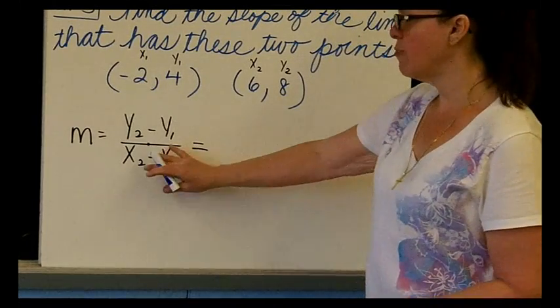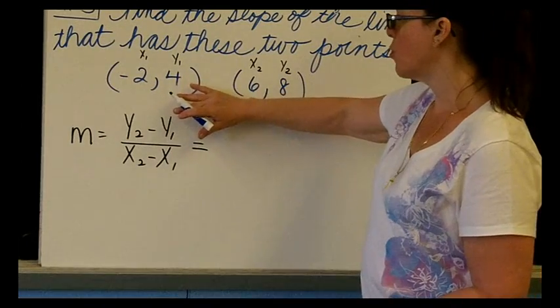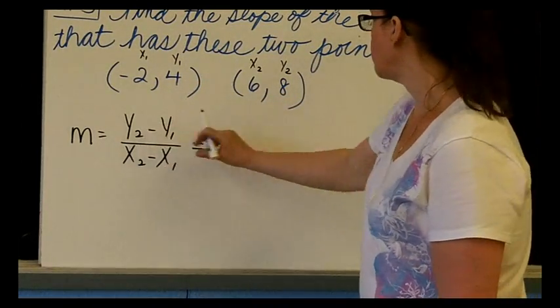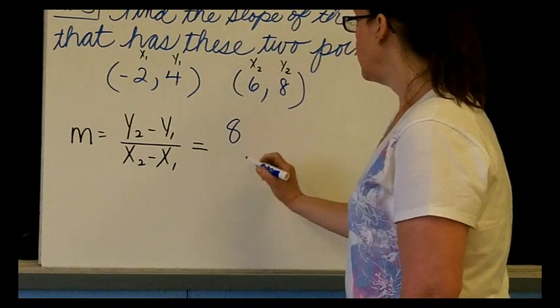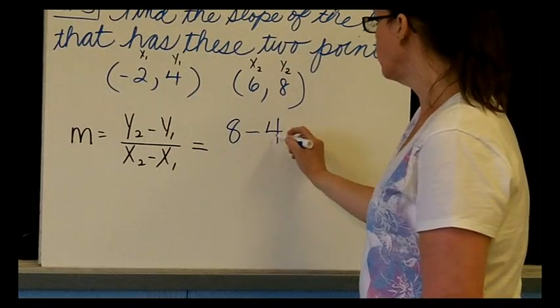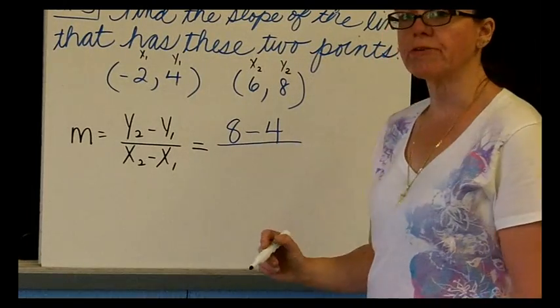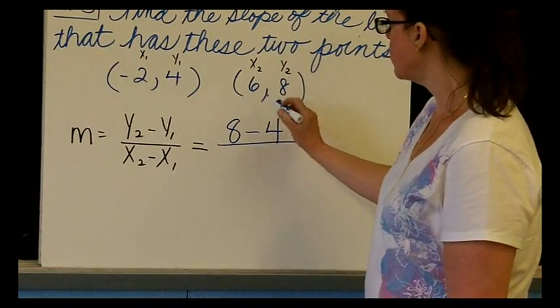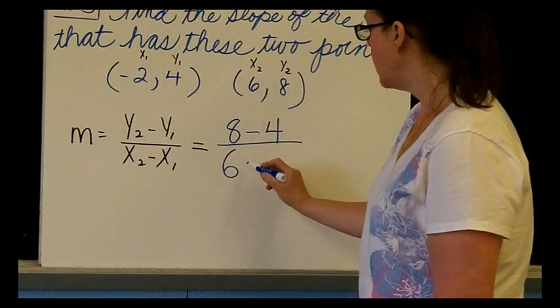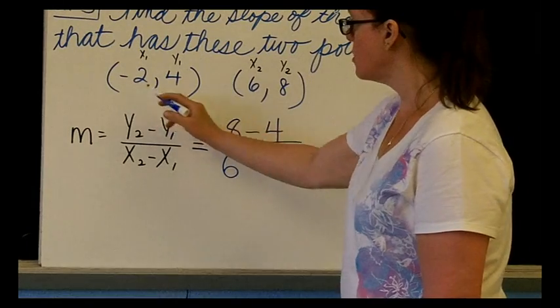Now that I have my formula and my labeled coordinates, all I have to do is plug in the numbers. Our y2 is 8, and we have to subtract from that our y1, which is 4. Our numerator is done. Now let's do our denominator. x2 minus x1, so it's 6, minus, and what's our x1?